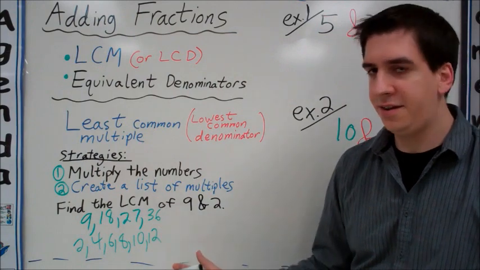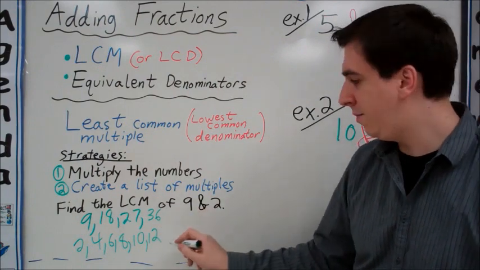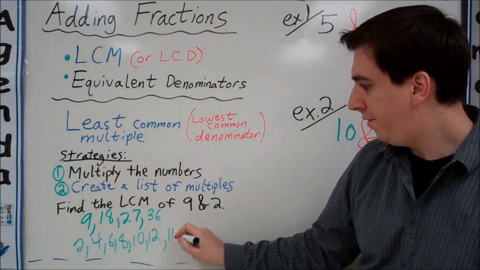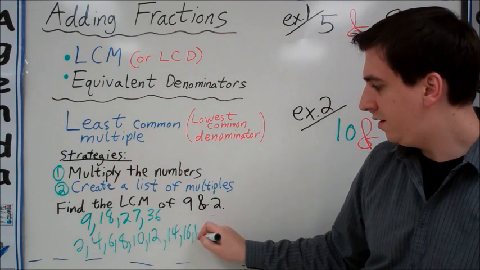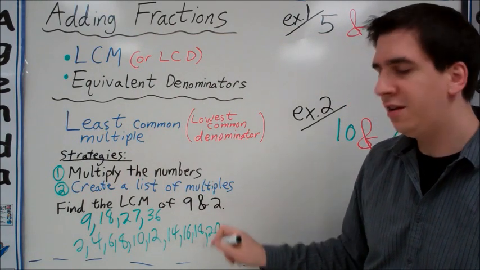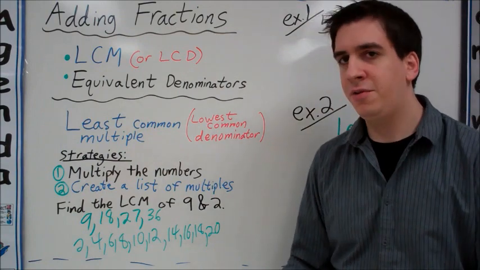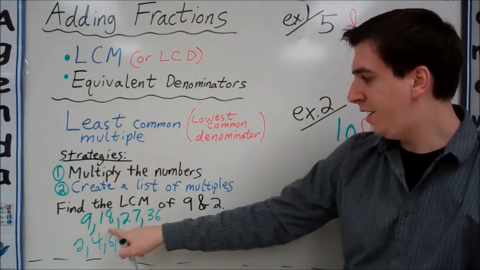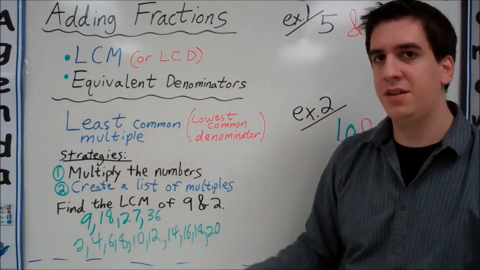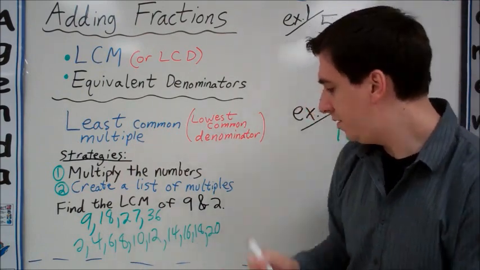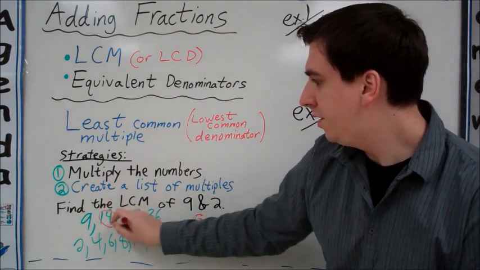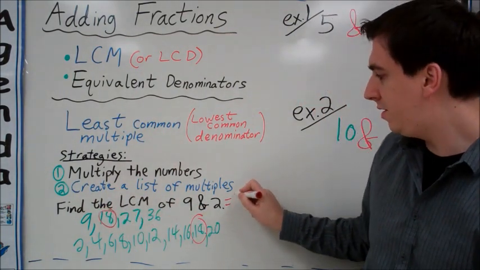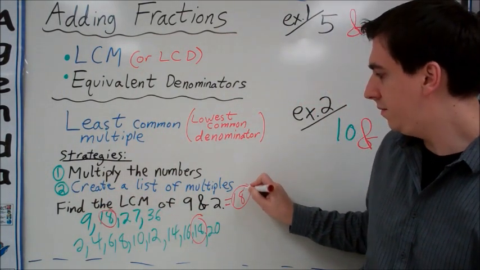Were there any in common yet? No, not yet. So we got to keep going with 2. 14, 16, 18, 20. So by now we're thinking what's in common here, what's the same? 9, when 9 doesn't work, 18. 18 does come in common. So the LCM of 9 and 2 is 18.